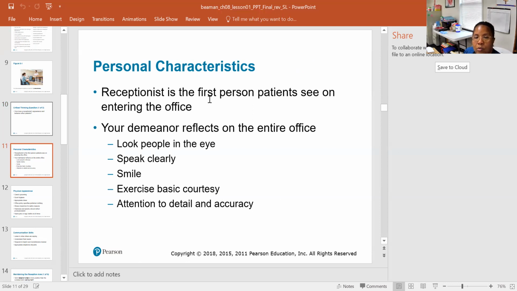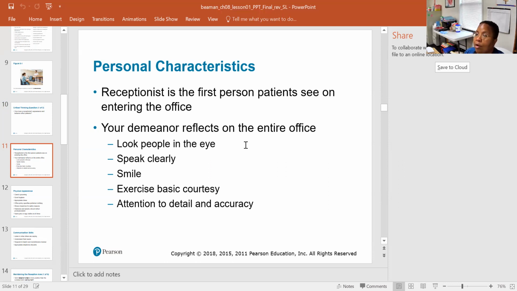So let's look at some personal characteristics. The receptionist is the first person patients see upon entering the office. That's what I said. You are the first person they're going to see when they come into the office, okay? Your demeanor reflects the entire office. The way you look reflects the entire office, okay? Look people in the eye. Speak clearly. Smile. If you're having a bad day, it's all right to smile.